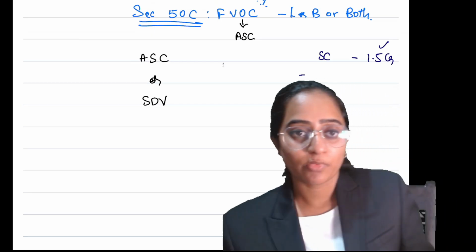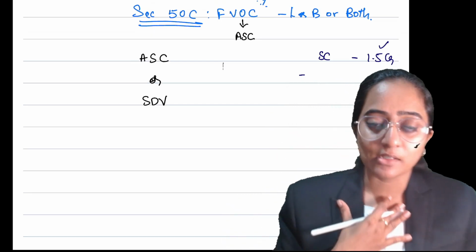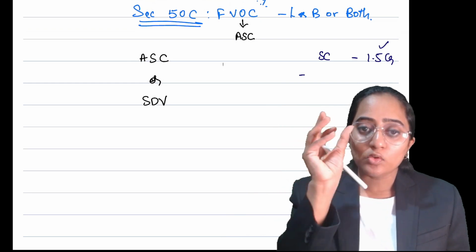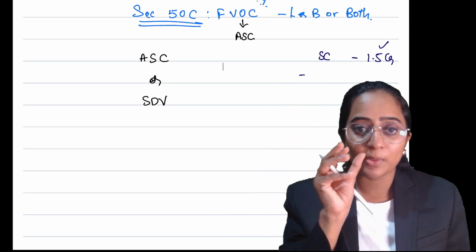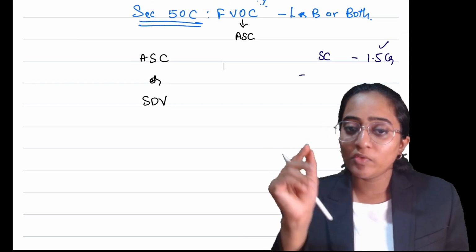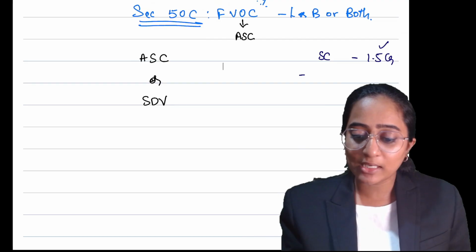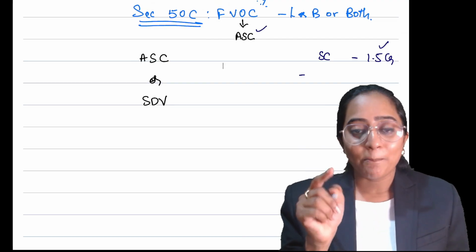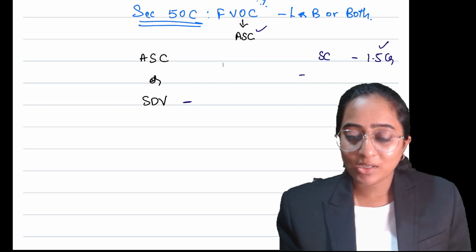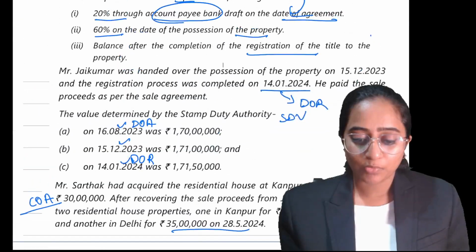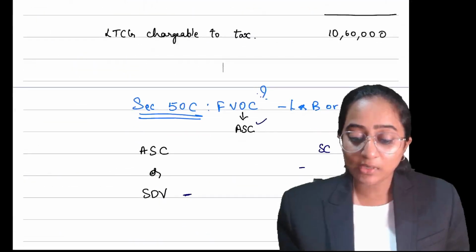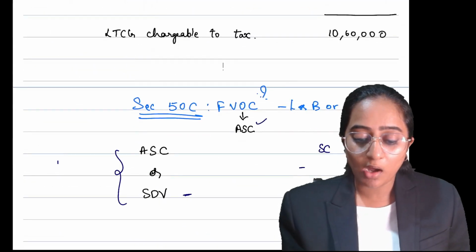What do I mean? I'll repeat the sentence. I'm going to consider the value, that is the sale consideration, for capital gain purposes. I'll take one amount. That amount will be 1.5 crores. That is my actual sale consideration only. If my SDV, whatever SDV I'm going to consider, is up to 110% of my consideration.